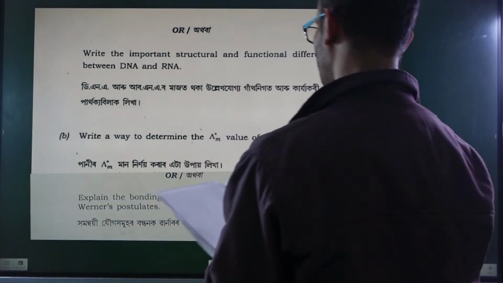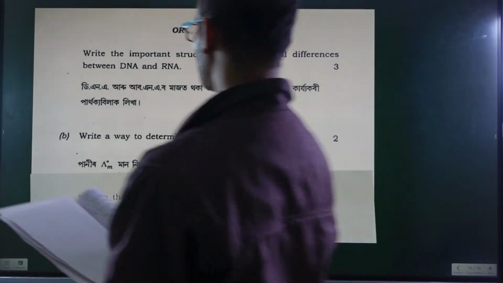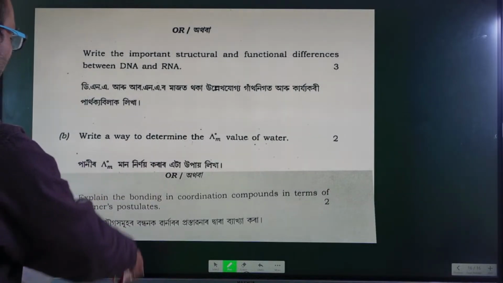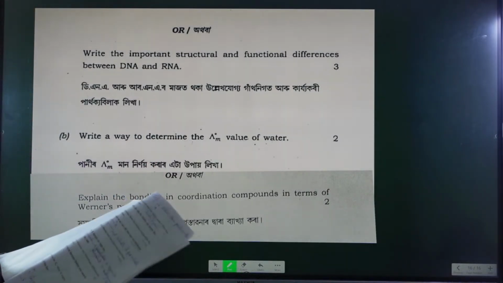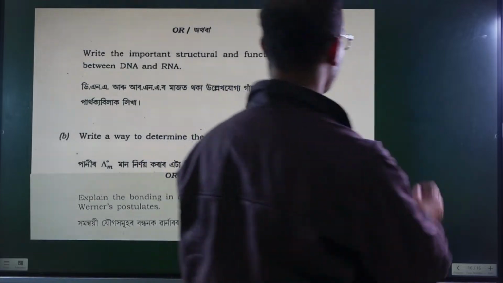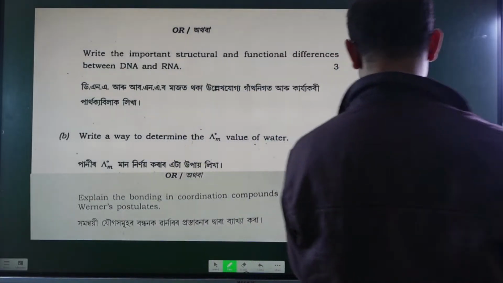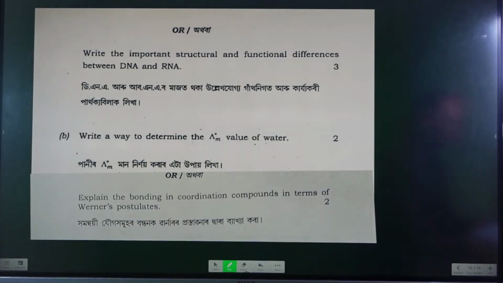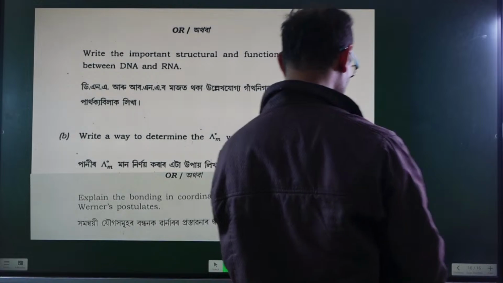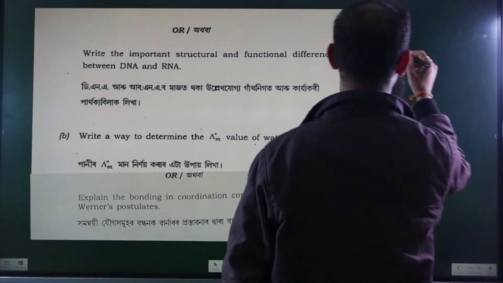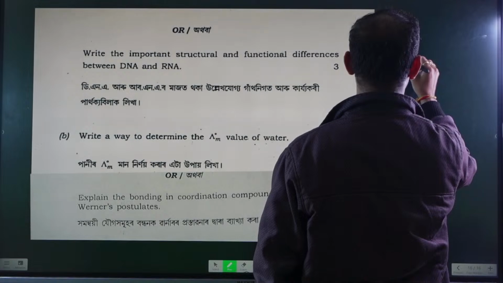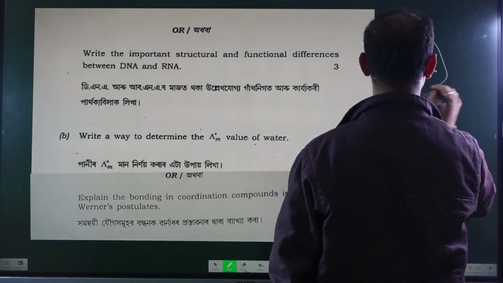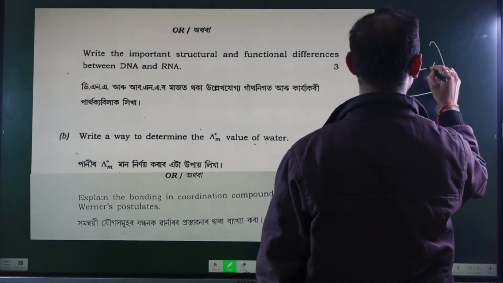Okay. Then this is coming from your conductivity part, electrochemistry, and this is coming from your coordination compounds. So, Werner's postulates theory. What is it saying? In a coordination compound, you can have secondary valency and primary valency. Coordination compounds have one central metal ion, let's say with L6. This is your coordination sphere, and this is your ligand.